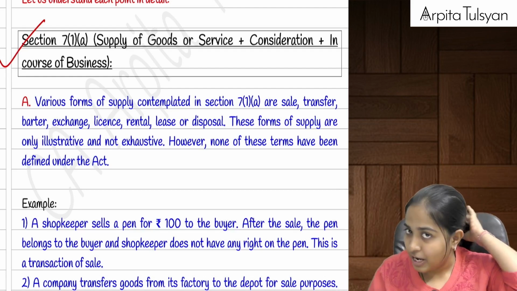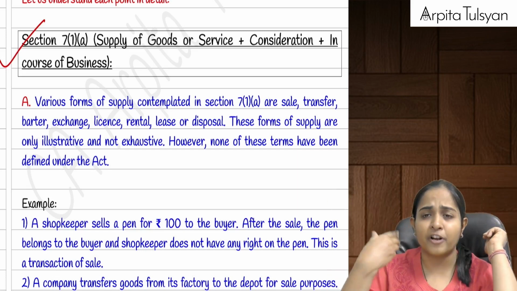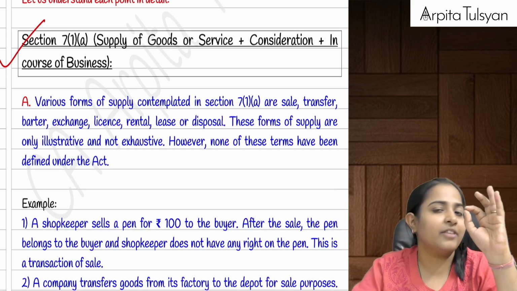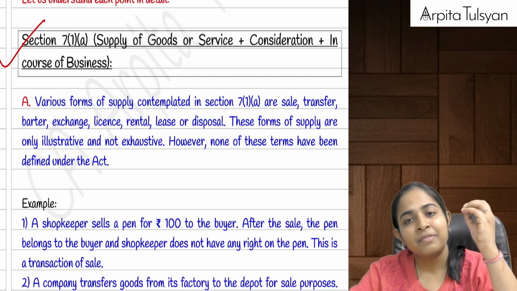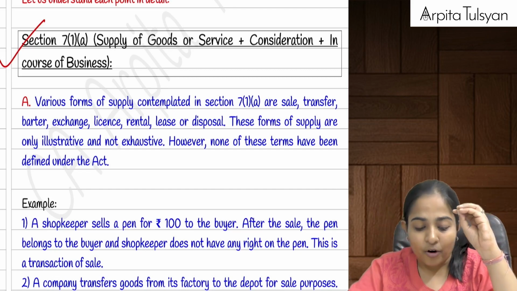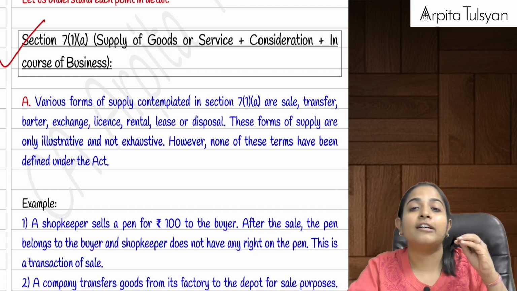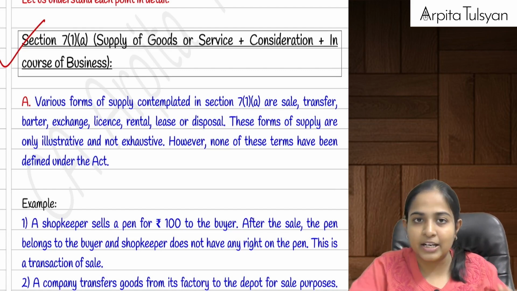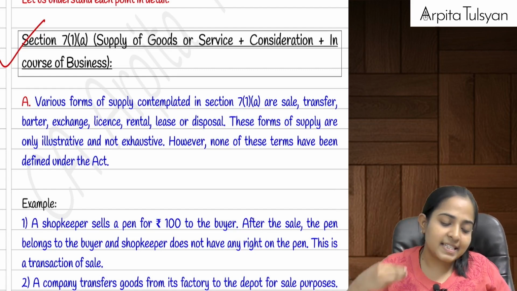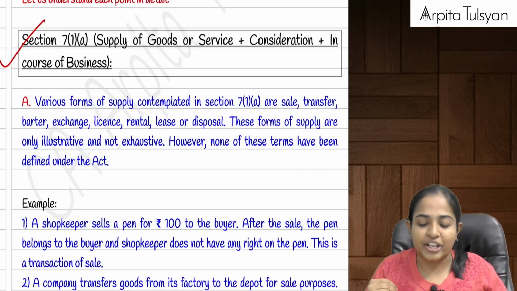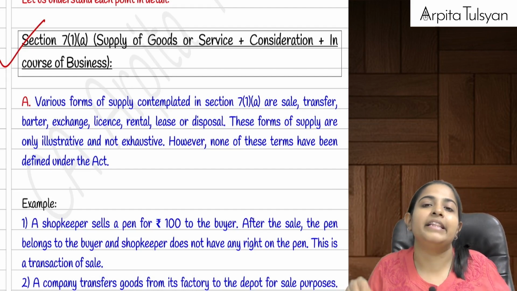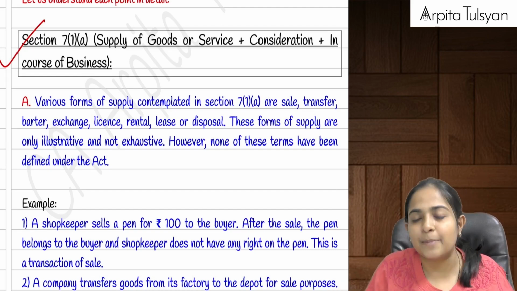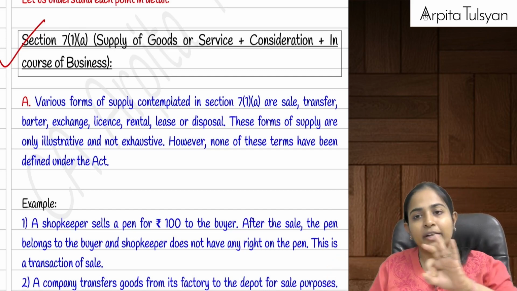Any type of sale, transfer, exchange, barter, or any such transaction which we have done, which can be of goods or of services, if done for a consideration. The definition of consideration we have already discussed in the main session, and it is given in your definitions point also. If any such supply has been done for a consideration in return, and in the course or furtherance of business, meaning not for personal purposes but for business purposes, then it qualifies.